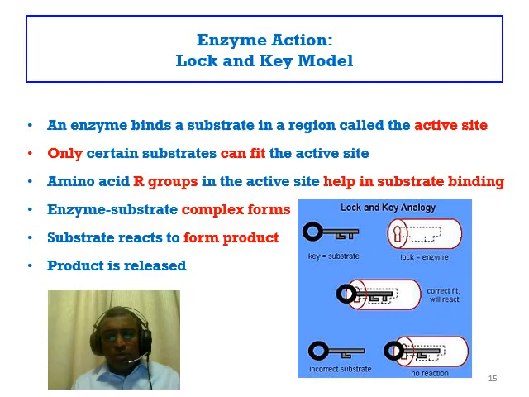Then we also have the lock and key model, as well as, later, we'll see the induced fit hypothesis, where it gives an idea on how the active site is capable of binding to the substrate.